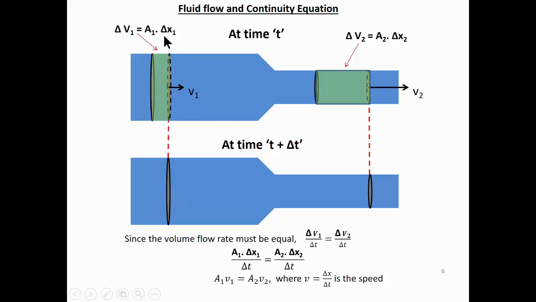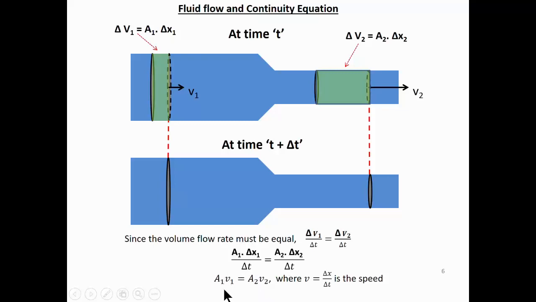And volume is area times the height, area times the length. And A1 delta X1 over delta T is the same as A2 times delta X2 divided by delta T. Since delta X over delta T is the average velocity, that leads to our equation: A1 V1 is equal to A2 V2. And this equation is called the equation of continuity.